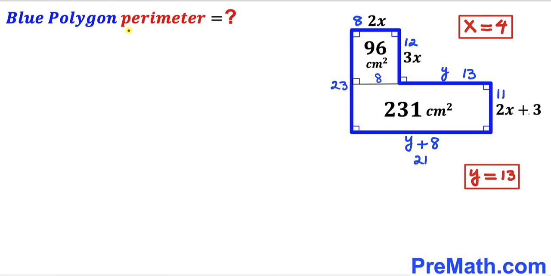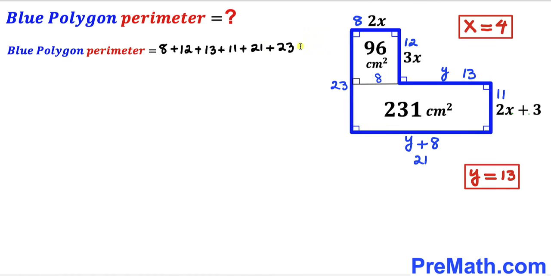Now we are going to calculate the perimeter of this blue polygon. In other words, we are going to add up all these side lengths: 8 plus 12 plus 13 plus 11 plus 21 and finally plus 23. Let's go ahead and add up all those numbers. If we add all these numbers, that is going to give us 88 centimeter.